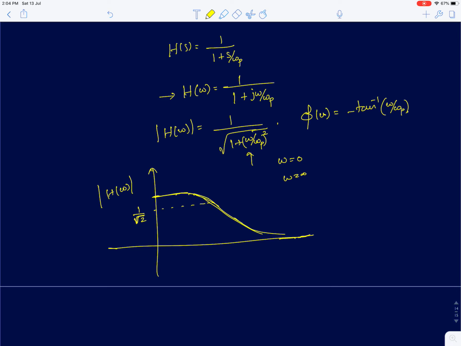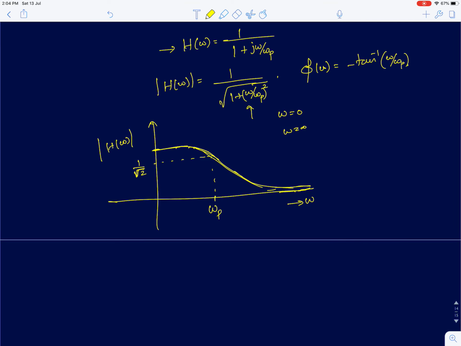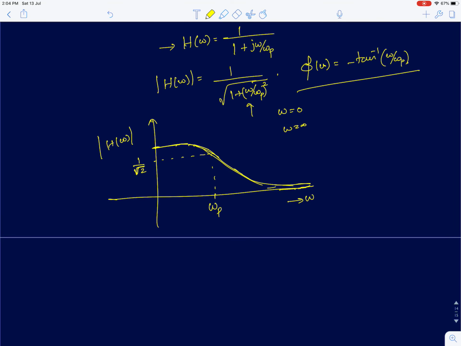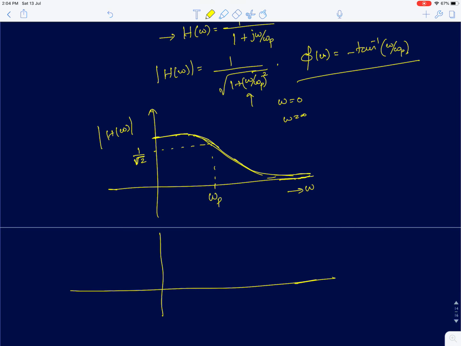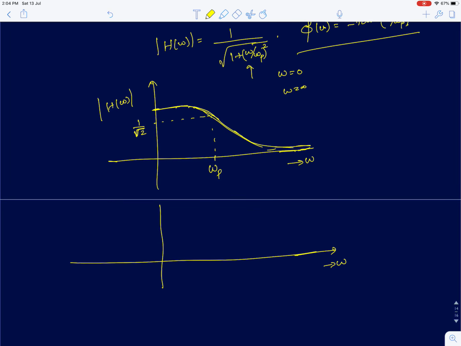Now if I plot this, I'd get a graph like this. This is at omega equal to omega p. I am plotting it as a function of omega, mod of H of omega. Now I am going to plot the phase variable the same way across all frequencies. When I say frequency here, omega is in radians per second. Your phi starts from 0 degrees, and at omega equal to omega p, the value is minus pi by 4, since it's an inverse tangent function, and then eventually it goes to minus pi by 2.